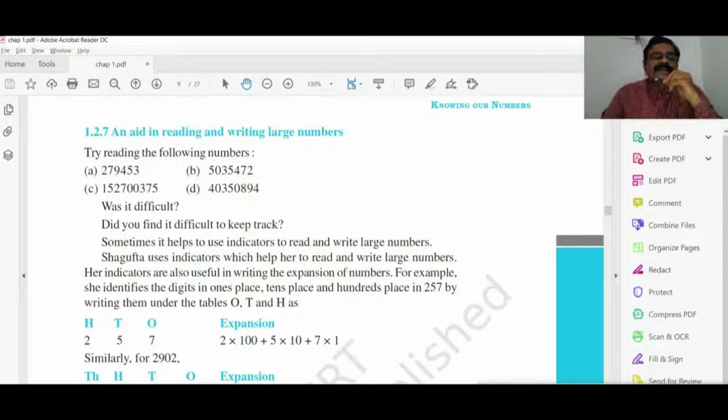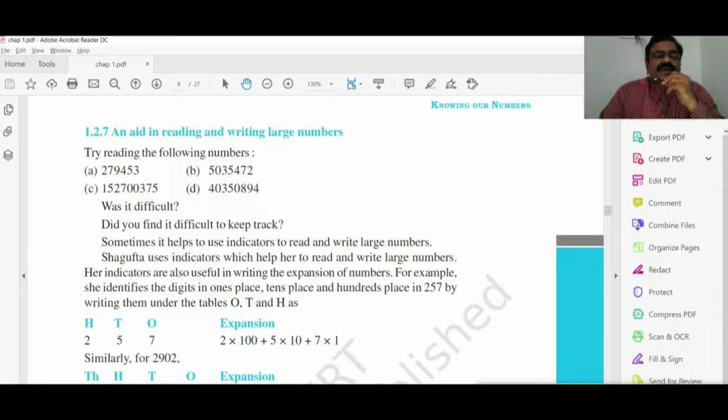How can I read and write large numbers? To read and write larger numbers, we should follow our Indian place value chart, because the Indian place value chart has periods and each period has specific places. As for example, 279453 is the number you are seeing on the screen.